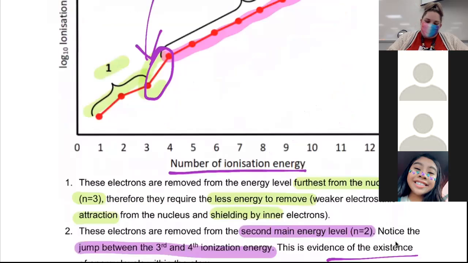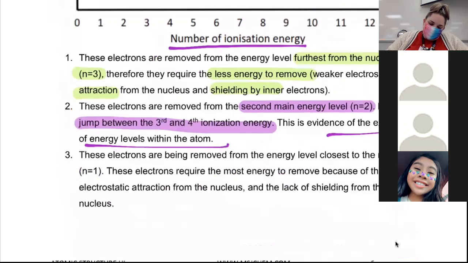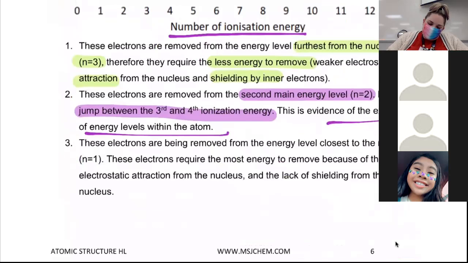And that's kind of what the third section here says. I kind of already summarized it, but these are removed from the energy level closest to the nucleus. They require the most energy because of the strong attraction from the nucleus. There are a couple other things though.